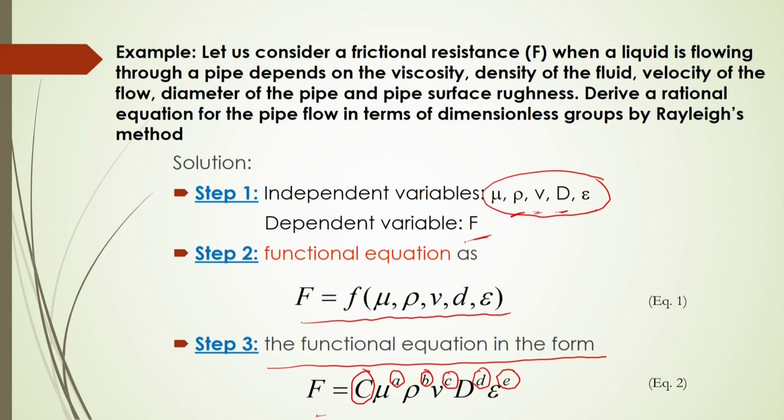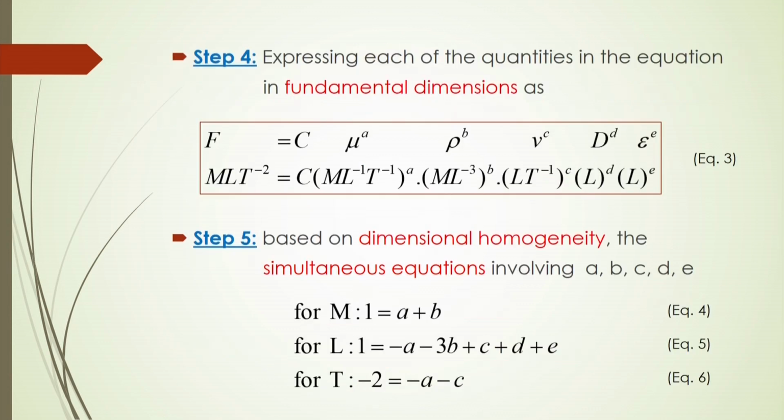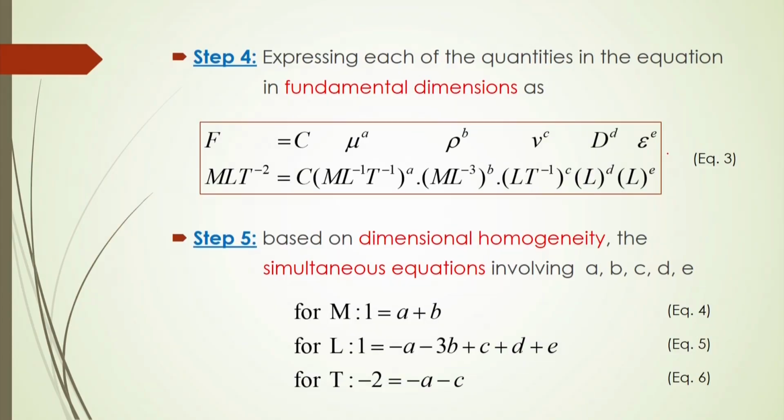Okay. You have to find out those exponents. In the next step, you have to express each of the quantities in the equation in fundamental dimensions. This is the functionality: F will be equal to c into mu to the power a, rho to the power b, v to the power c, d to the power d, epsilon to the power e. Now, in this case, what should be the fundamental dimensions of this F?